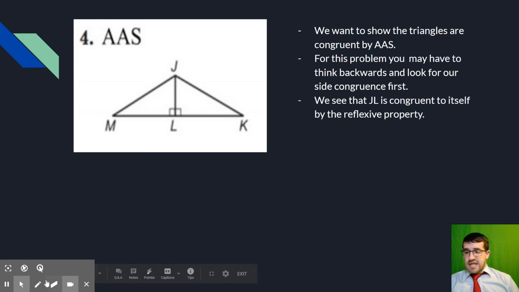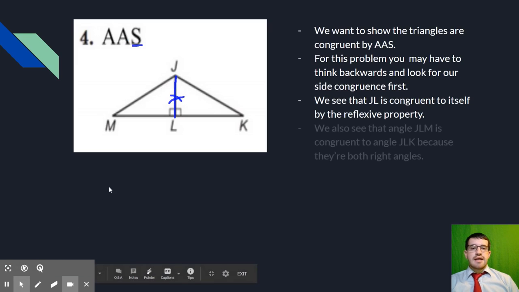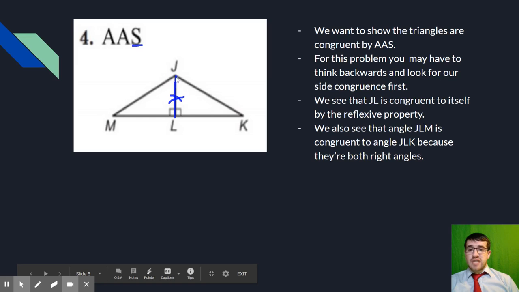So we see that JL here is congruent to itself by the reflexive property. And that gives us our side congruence. Next, we also see that angle JLM here is congruent to angle JLK because they're both right angles and all right angles are congruent. So we mark that with one arc on each one. And that gives us our angle.